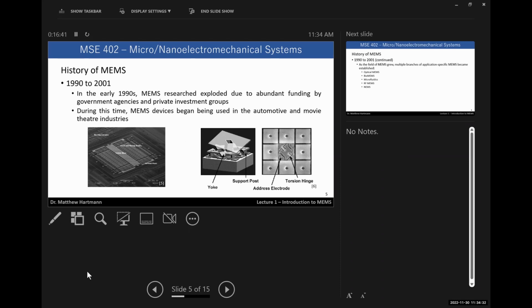At about this same time, two large industries started putting a lot of money into MEMS as well. They were the automotive industry and the entertainment industry, okay? So on the left here, this is an Analog Devices ADXL accelerometer. Let me turn off the lights here so you can see this picture. So I believe this is a single axis accelerometer. So in the middle here, we have our proof mass.